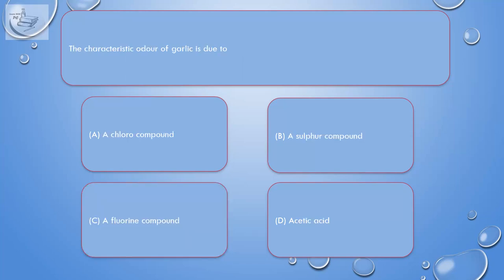Question: the characteristic odor of garlic is due to A. A chloro compound. B. A sulfur compound. C. A fluorine compound. D. Acetic acid. Correct answer is B. A sulfur compound.